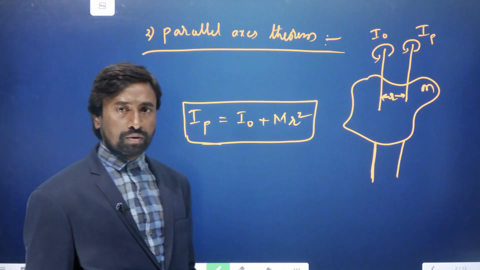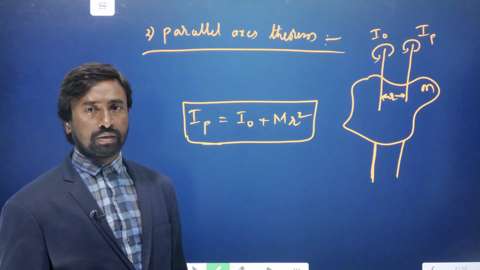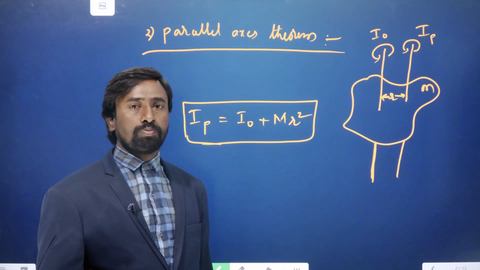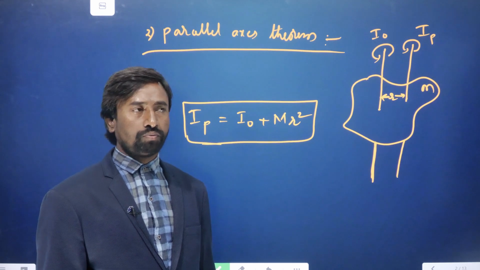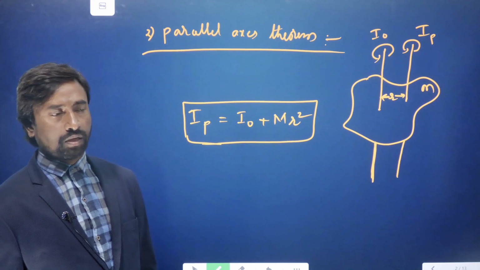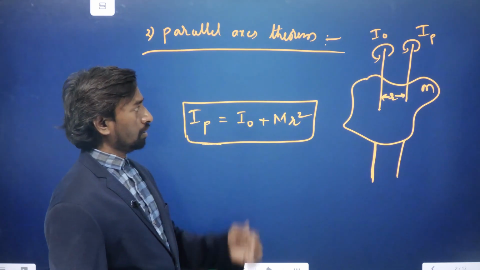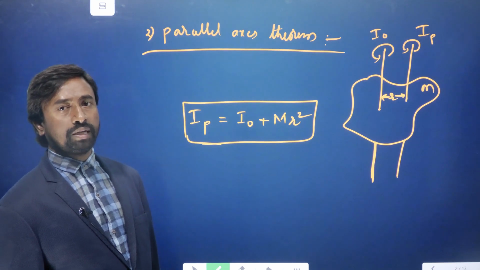So in the last class we have found the moment of inertia of a ring about the axis passing through its center and perpendicular to its plane. So we got mr square. So I is equal to mr square. Now by using this parallel axis theorem and perpendicular axis theorem, we can find out about any axis.